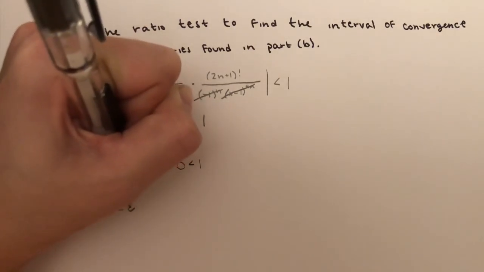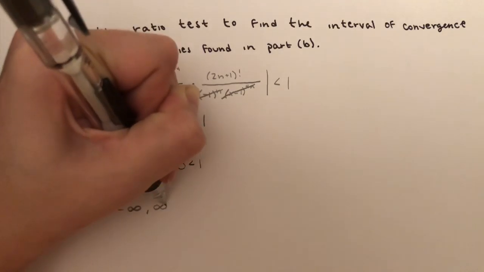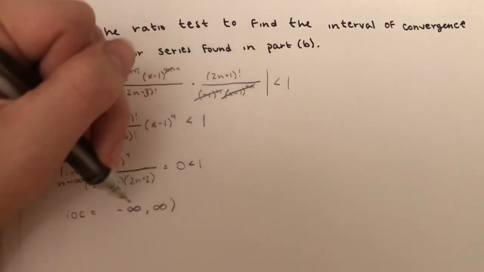And since we know that infinity and negative infinity are not real numbers, we use open parentheses when we consider the interval of convergence.